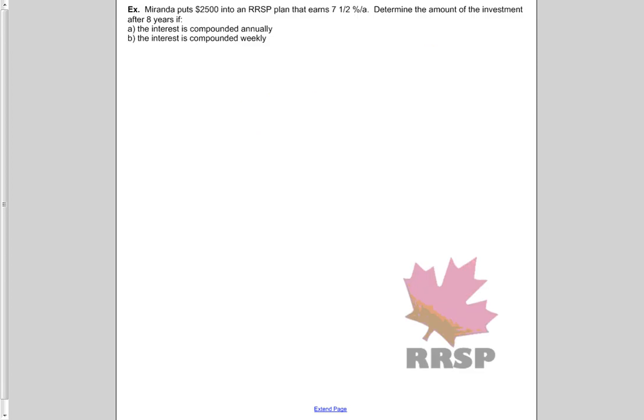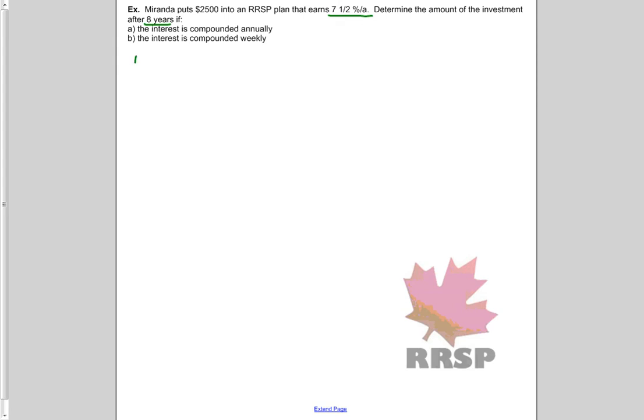Miranda puts $2,500 into an RRSP plan, Registered Retirement Savings Plan, that earns 7.5% per annum. Goodness sakes. Determine the amount of the investment after 8 years if A, it's compounded annually, and B, it's compounded weekly. That should make a significant difference even in 8 years. The more often it's compounded, the more interest you should earn. Not huge amounts different, but a little bit different.